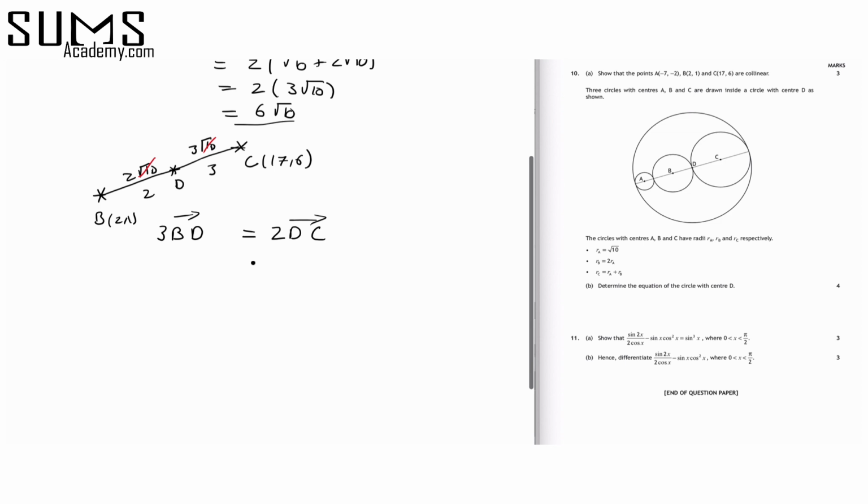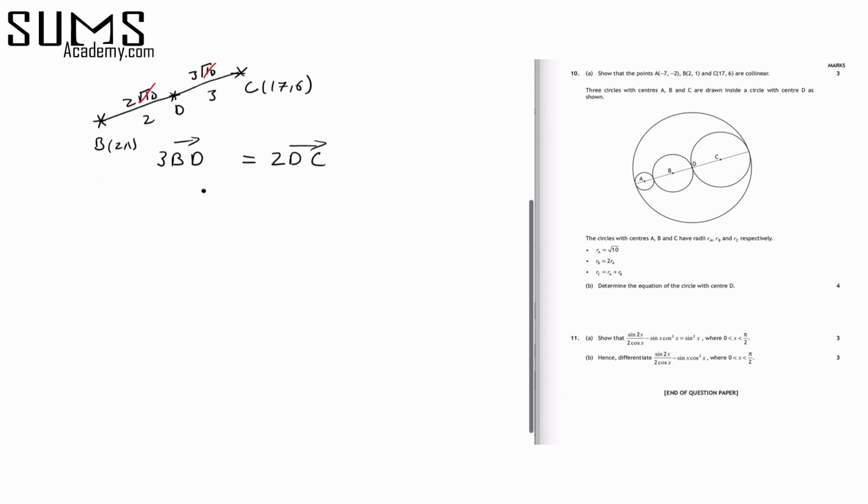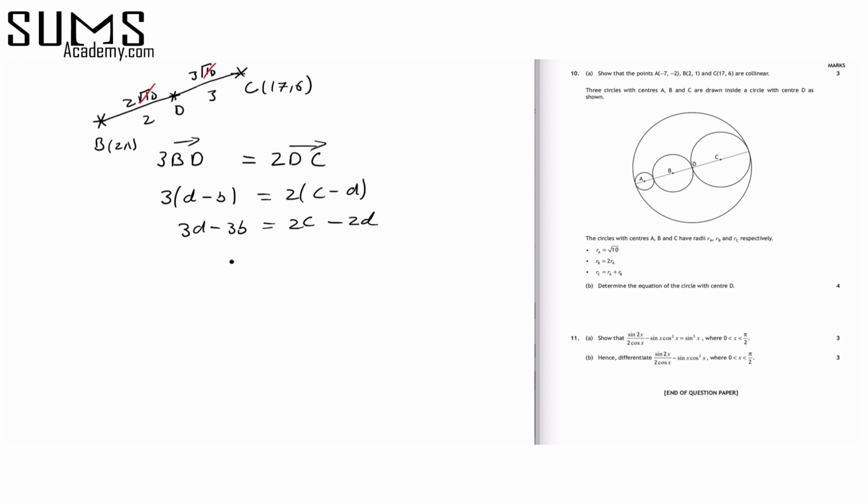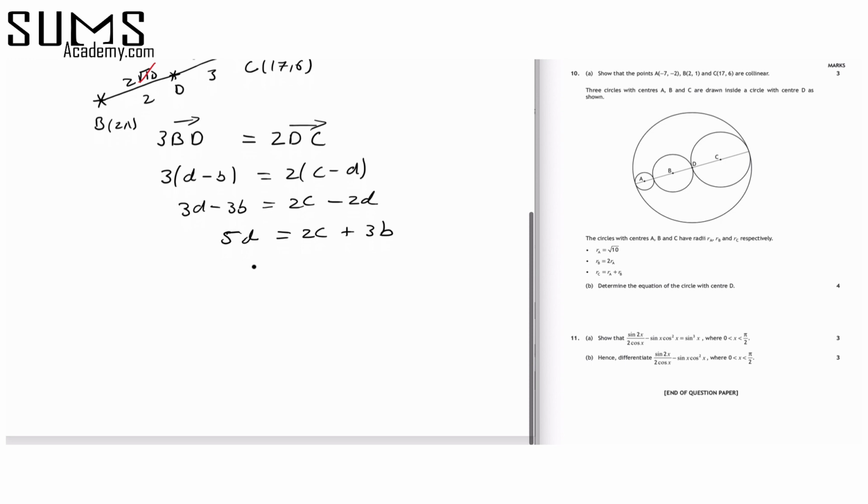And with this, we can now get an expression for D. So what does this become? This is the same as saying 3 times D minus B equals 2 times C minus D. So this becomes 3D minus 3B equal to 2C minus 2D. You move all the D's to one side, so 5D is equal to 2C plus 3B. Okay, and you can now start to put in the numbers.